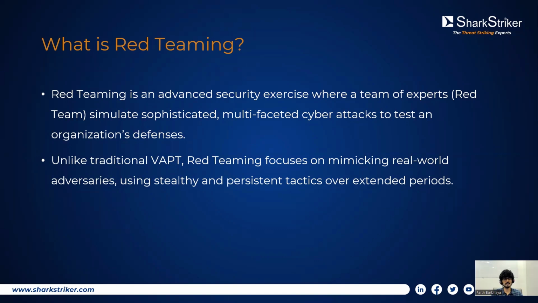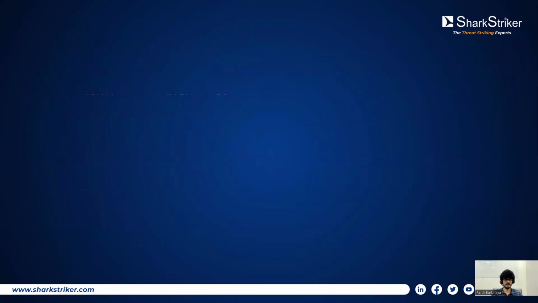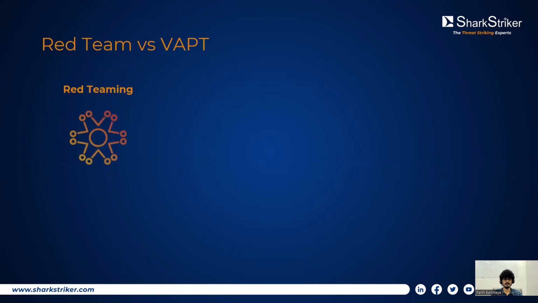Now, a basic question might arise. What is the difference between red teaming and VAPT? So the basic difference between red teaming and VAPT is red teaming is like a full-scale mock attack. We test everything to see how well the entire system holds up, while VAPT is more focused. We look at specific vulnerabilities and weaknesses and try to fix them.